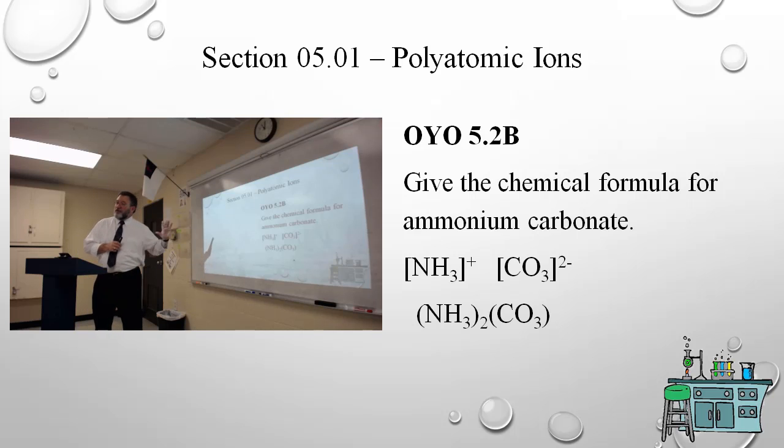Does everybody see how we came up with that 2 ammonium and 1 carbonate? Now, if we were to shorthand this one, would it be appropriate to write parentheses NH4 and parentheses 2 CO3? It would be, because there's only 1 carbonate. I don't need the parentheses around the carbonate because there's only 1.